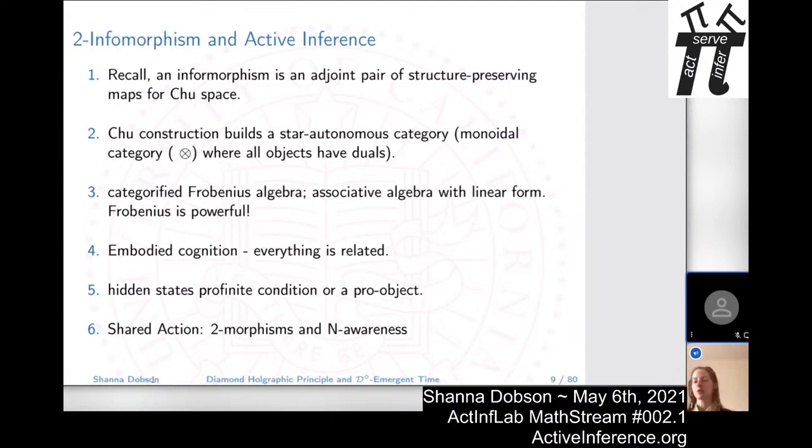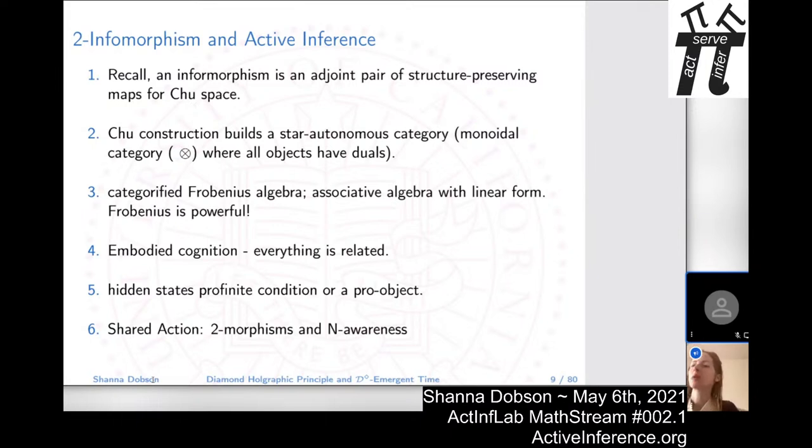So I thought this might be interesting from embodied cognition because maybe you're looking around at your reflection and learning off of your reflection. And where are these reflections? Everywhere. So if all objects have duals, that's a very strong property for a category, which is why there's a lot of type theory and stuff that works in the Chu space.